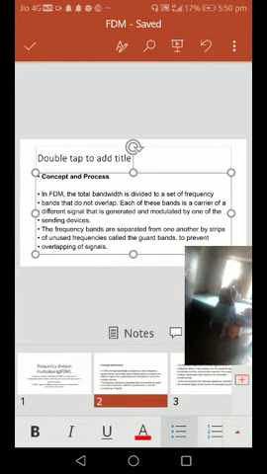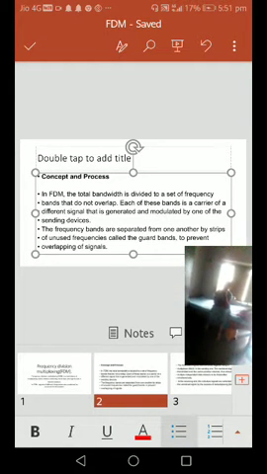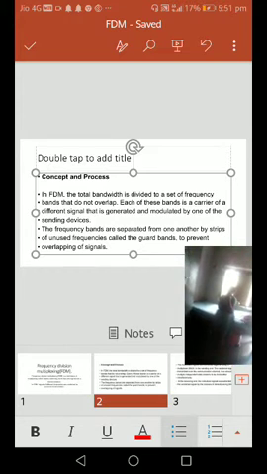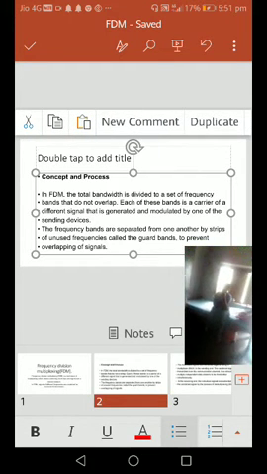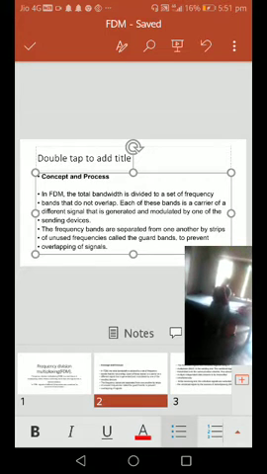Next, the frequency bands are separated from one another by strips of unused frequencies called guard bands. There is a guard band between two frequency bands. For example, two users' voice signals are separated by one guard band frequency. That unused frequency band is called a guard band.